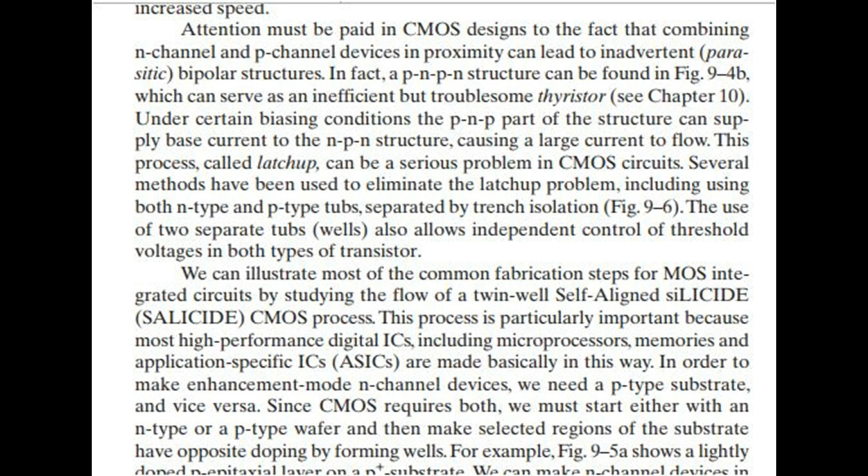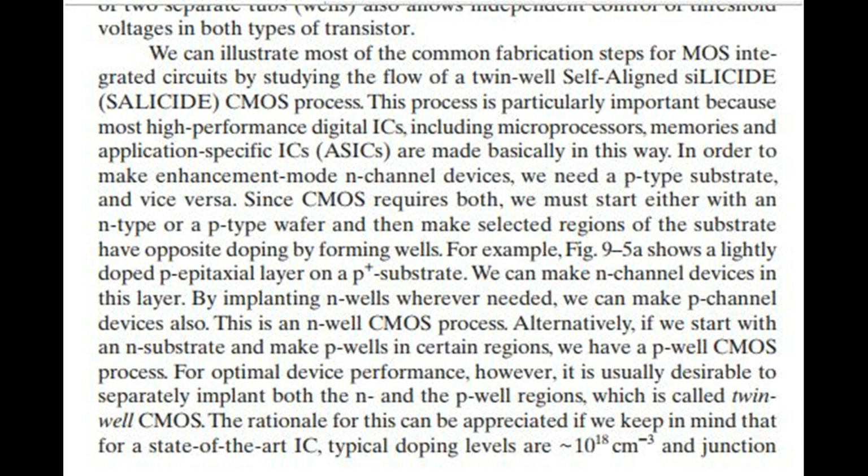In order to make enhancement mode N-channel devices, we need a P-type substrate, and vice versa. Since complementary metal oxide semiconductor requires both, we must start either with an N-type or a P-type wafer and then make selected regions of the substrate have opposite doping by forming wells. For example, Fig 9.5 shows a lightly doped P epitaxial layer on a P+ substrate. We can make N-channel devices in this layer. By implanting N-wells wherever needed, we can make P-channel devices also. This is an N-well complementary metal oxide semiconductor process.